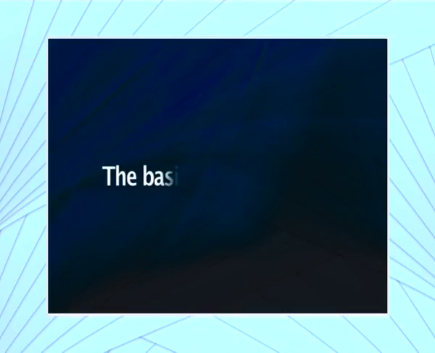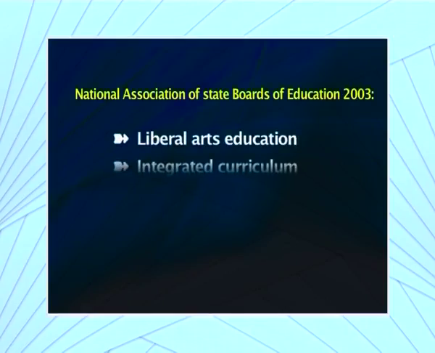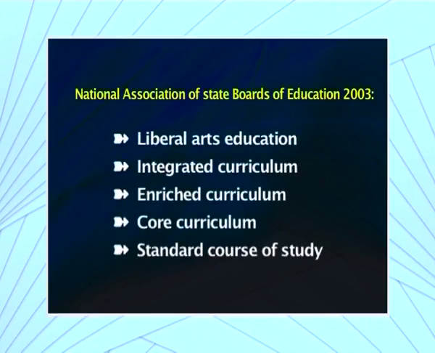The purpose of this curriculum is to make a child a self-reliant adult in future. The basic education plan supports the premise that there is common core of knowledge and skills which every child should command when he or she graduates. According to the National Association of State Boards of Education 2003, a balanced curriculum is defined as a liberal arts education, an integrated curriculum, an enriched curriculum, a core curriculum or a standard course of study.